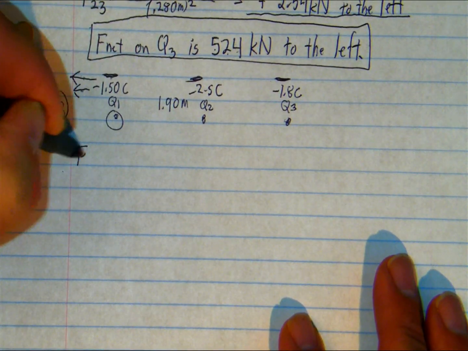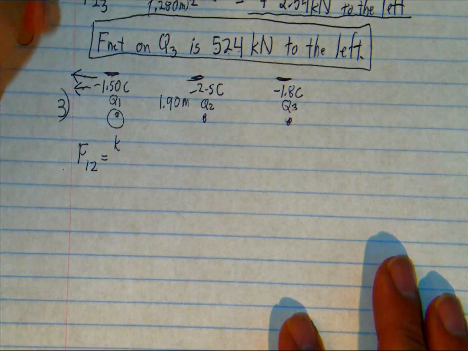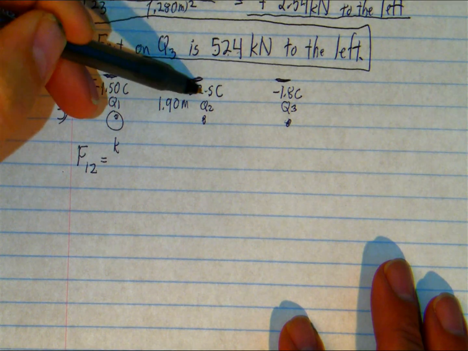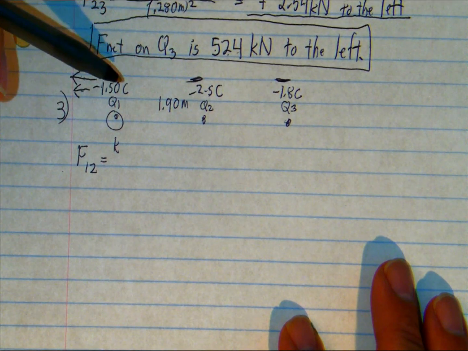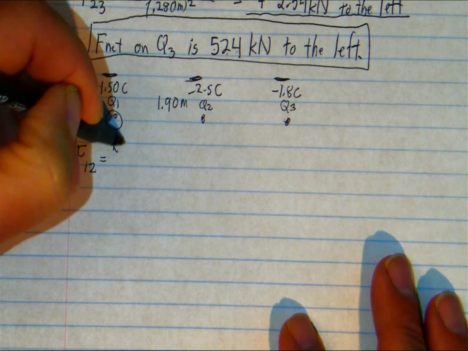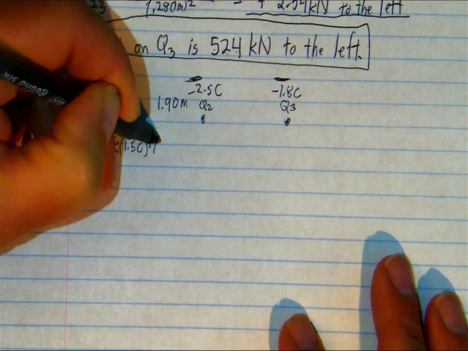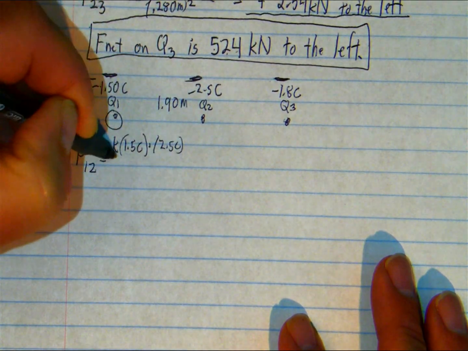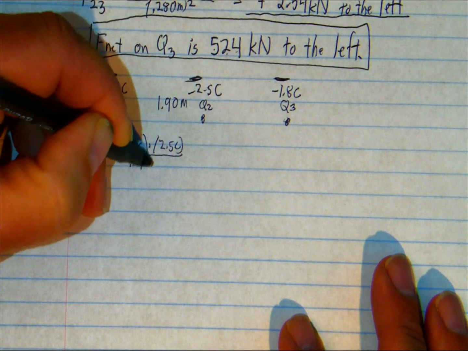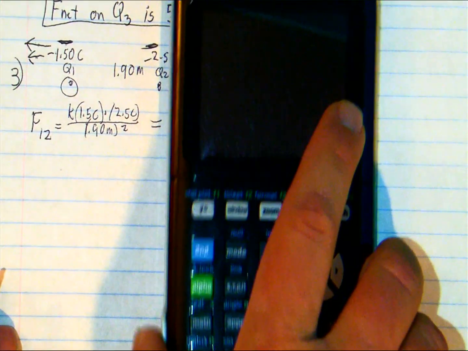Here we go. The force between 1 and 2 is going to be K times, and since it's a negative times a negative, it's a positive. The 2 minus signs are going to cancel, so I'm not going to bother typing them in. 1.5 coulombs times 2.5 coulombs divided by 1.9 meters squared. All right, let's see what the calculator says for that.